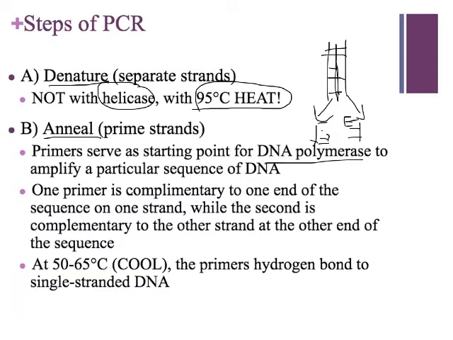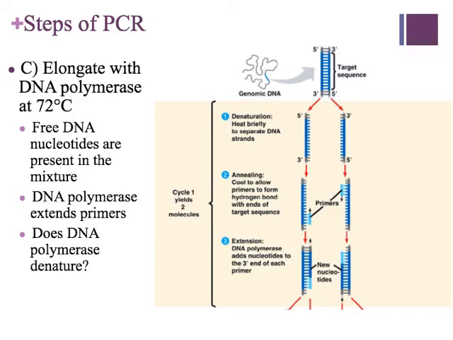So one primer is complementary to one end of the DNA, and the other primer is complementary to the other end of the other strand. So I have one primer that will attach here and one primer that will attach here. Okay? And then this happens at between 50 and 65 degrees Celsius because it has to be cool enough that these primers, these little sequences of DNA, can hydrogen bond to the single-stranded DNA. Okay. So at this point, I have 2 strands of DNA, and both of them I've started replicating. So I've added a little primer.